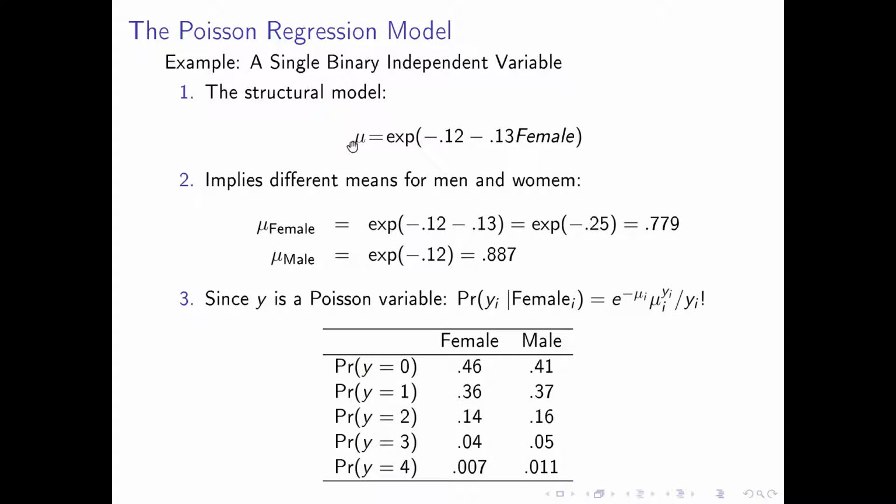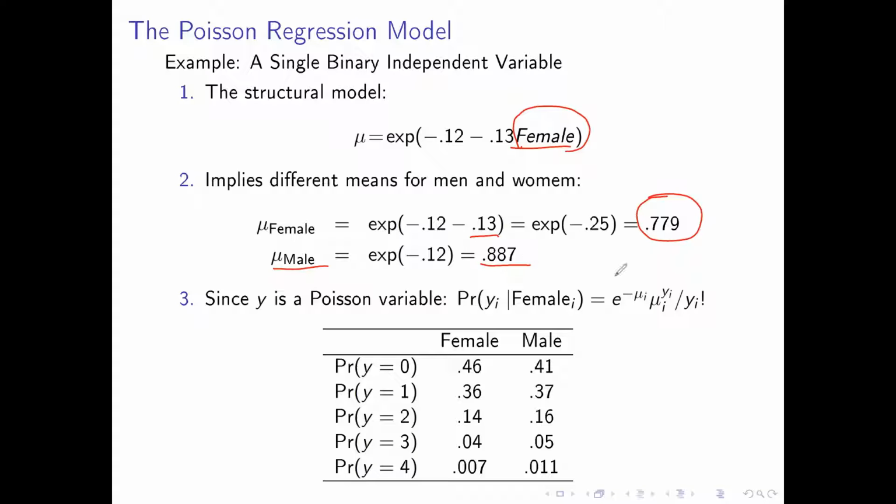Well, what this equation implies is that there are different means for men and women, right? Because female is coded as 1 and male is coded as 0. So if we plug in 1 for female here, we will get the mu for females to be 0.779, and the mu for male, in this case, for this variable female is coded as 0, turns out to be 0.887.